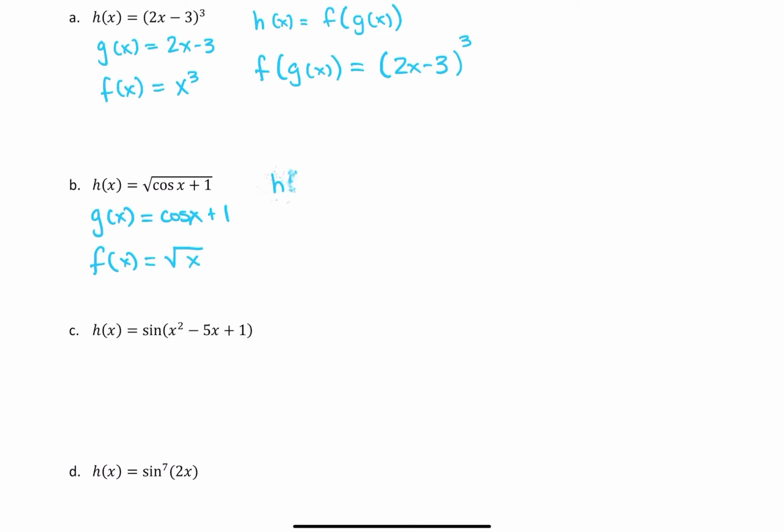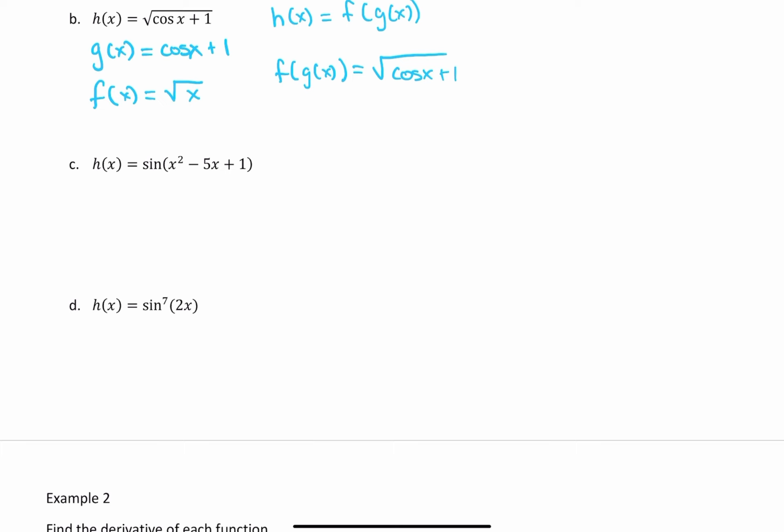When we rewrite this, again, we have h of x is f of g of x, and in this case, f of g of x is just going to be the square root of cosine x plus 1, because we've constructed our functions that way. So pause the video and see if you can do C and D. For D, I'll give you the hint that this is the same as the sine of 2x to the 7th power.